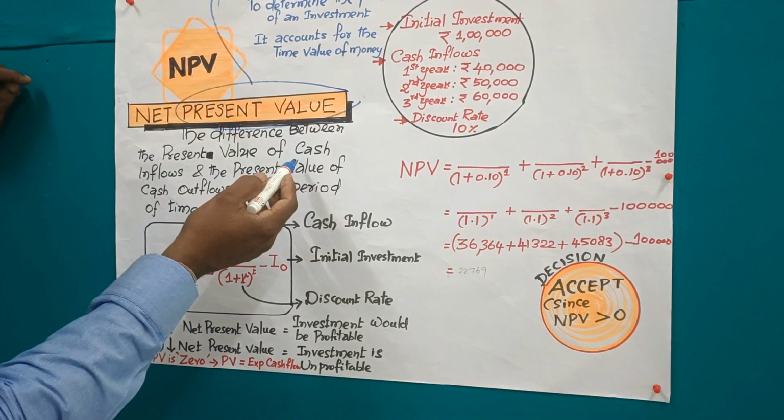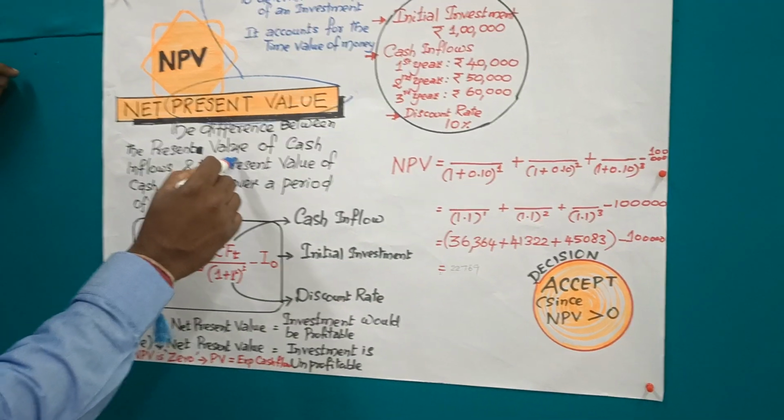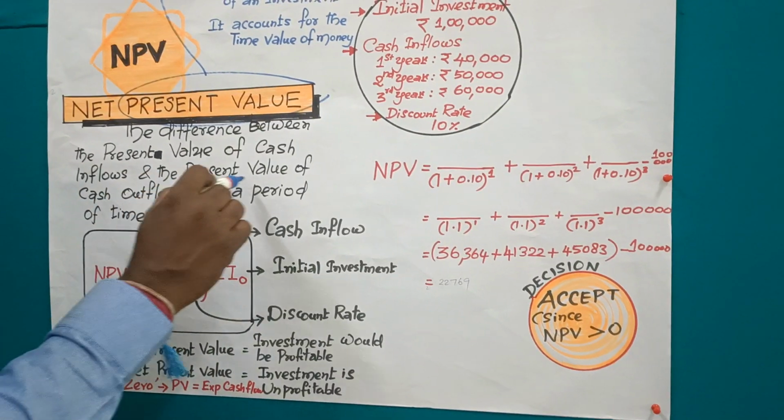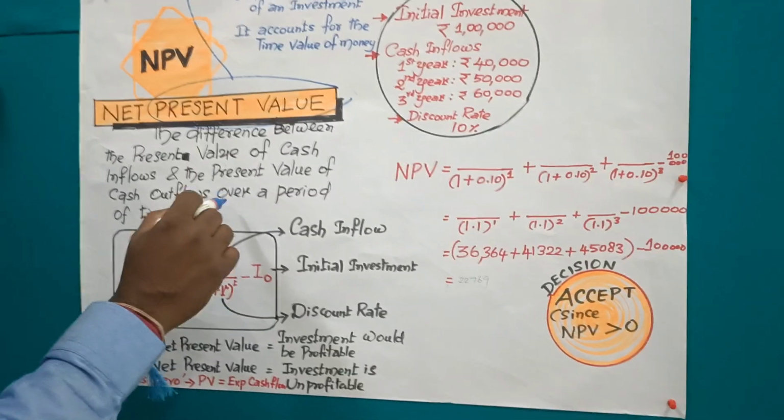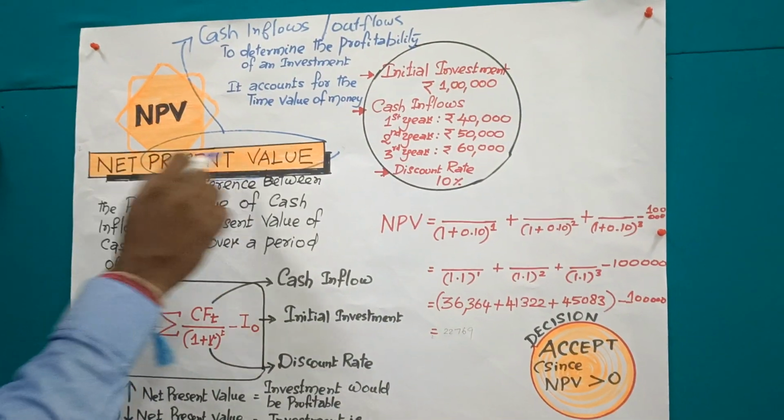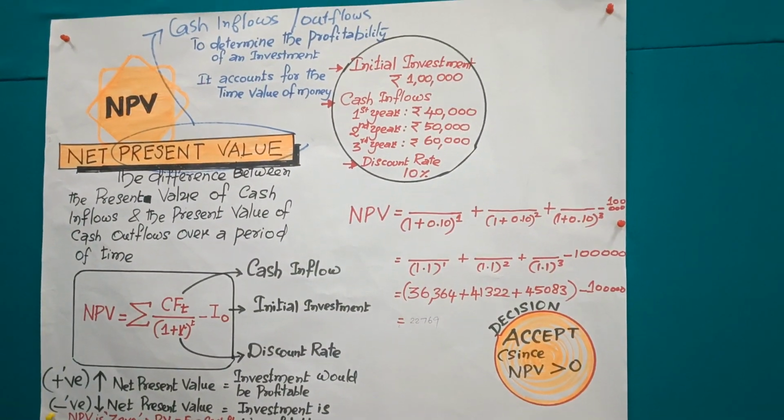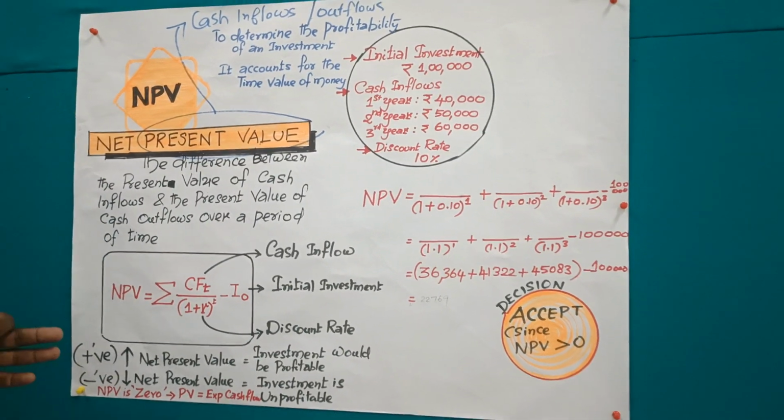So net present value, how to represent it? It is the difference between the present value of cash inflows and the present value of cash outflows over a period of time. That's why we mentioned the present value of cash inflow and outflow. So the formula is going to be very simple.